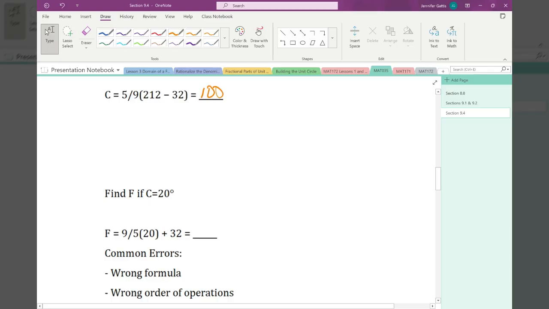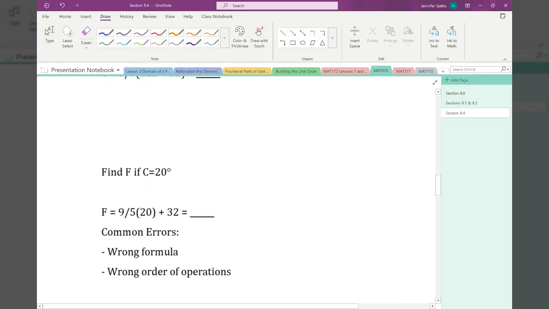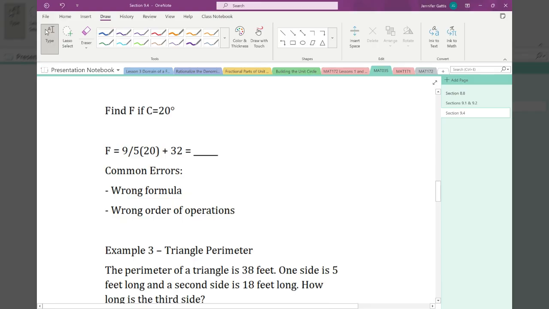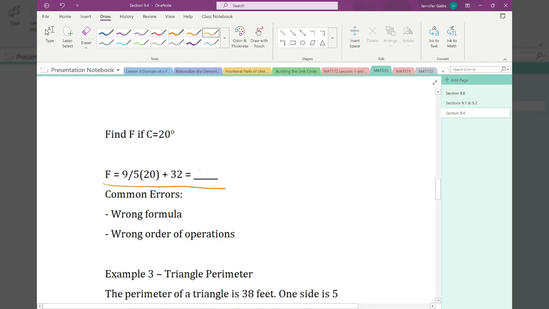So take a moment. I have the formula here. If Celsius is equal to 20 degrees, find Fahrenheit. So you're going to do 9/5 times 20 and then add 32 to it. And if it's 20 degrees Celsius, it is 68 degrees Fahrenheit. All right.